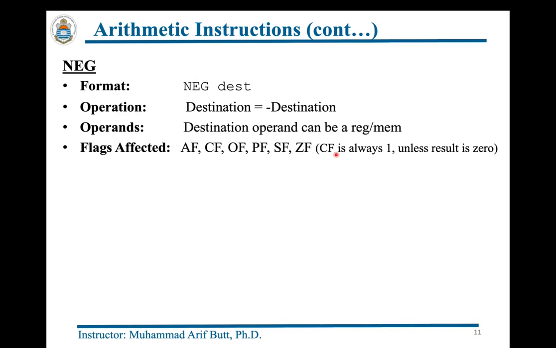Okay, so the next instruction we are going to study is the negate instruction, NEG, which is also a single operand instruction. This negate instruction replaces the value of its only operand with its 2's complement. The operand of the negate instruction can be a register or a memory location. And after this instruction, the carry flag is always 1 unless the result is 0. The remaining flags are affected as per the result.